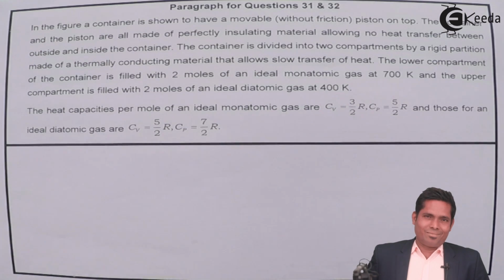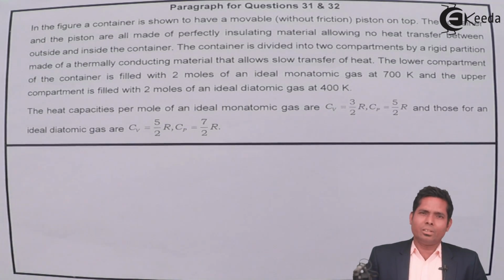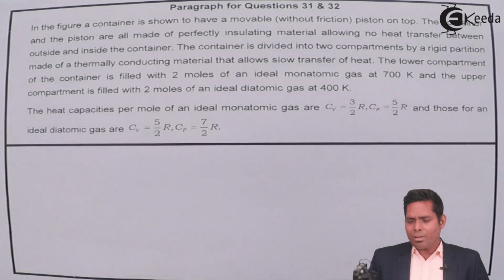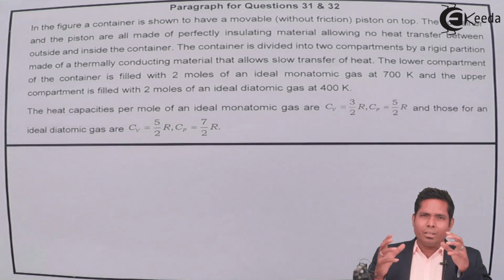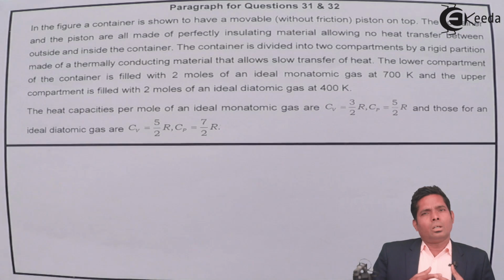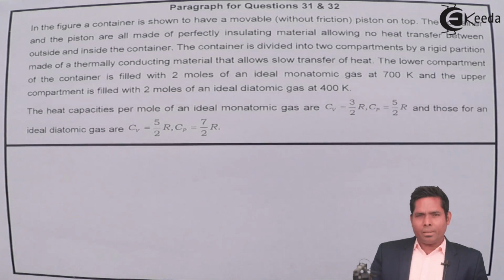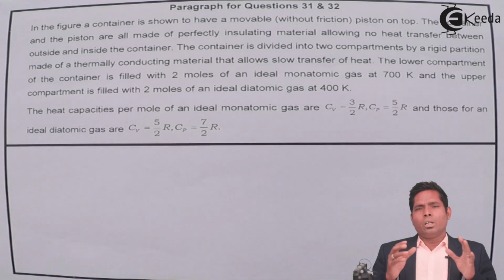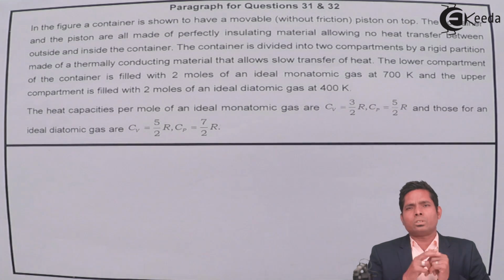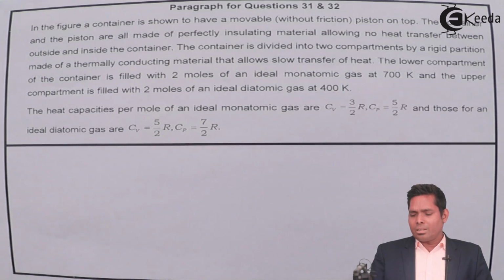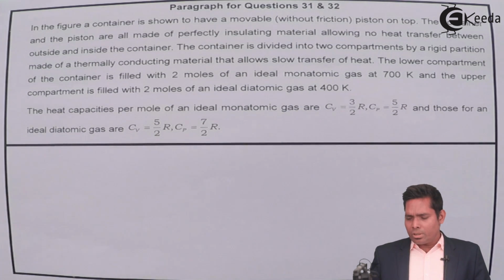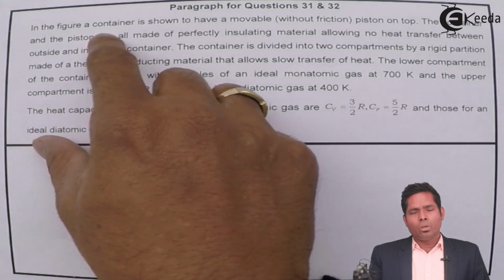Hello students, today let us start with the paragraph type questions. In paragraph questions, you will be given a paragraph, certain information is given, and based on the information you will be asked two questions to answer. So here is a paragraph, it has some information, and based on this you have to answer question numbers 31 and 32.